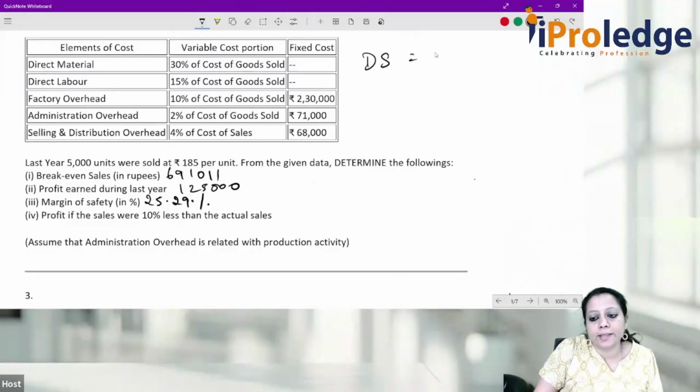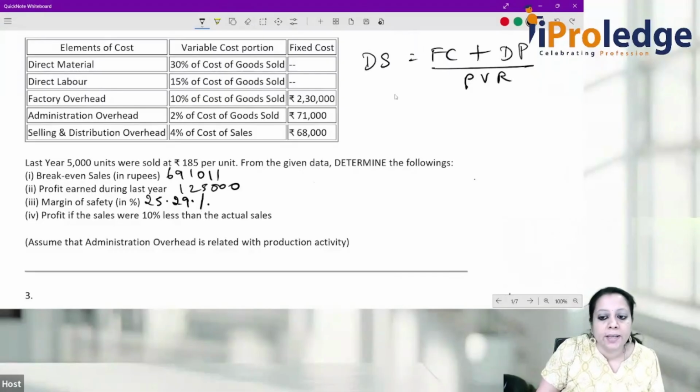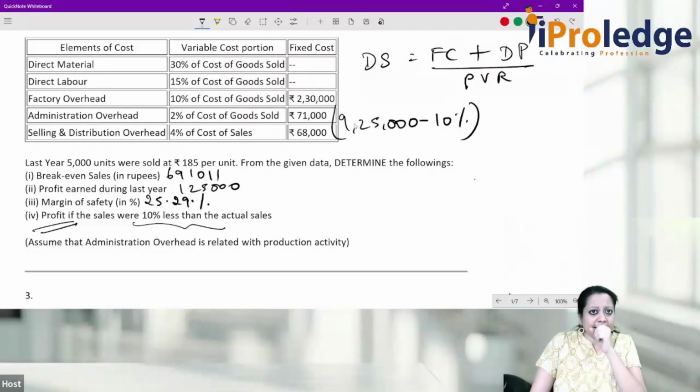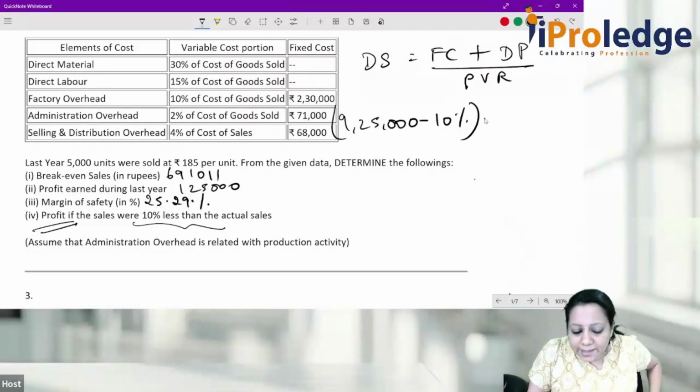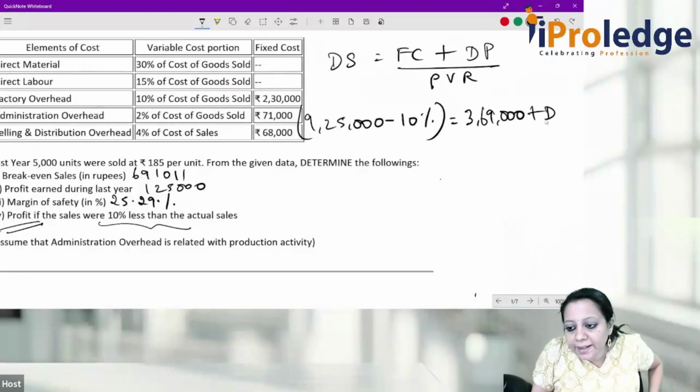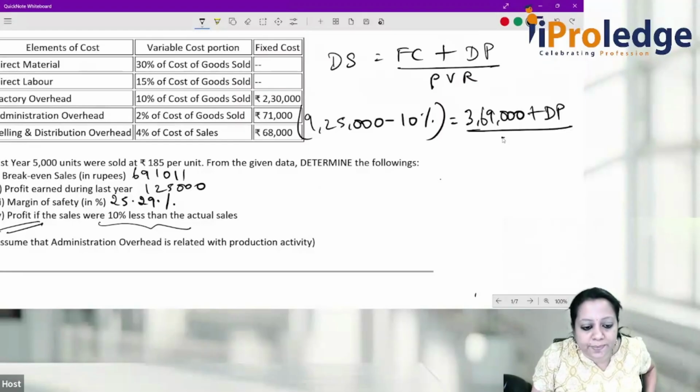Now, desired sales is equal to fixed cost plus desired profit divided by PVR. Am I correct, students? See, I can use this formula even when I want profit, right? So they are asking what is the profit? They have told about the desired sales. What is the sales? 9,25,000 minus 10% is the desired sales. Correct, everyone? Is equal to fixed cost is how much? 3,69,000, no? 3,69,000 plus desired profit divided by 30 percentage.